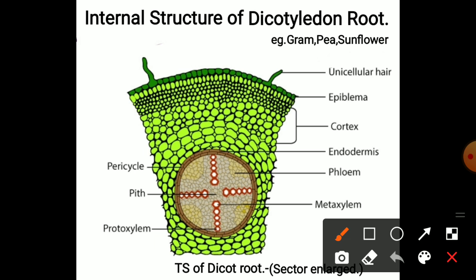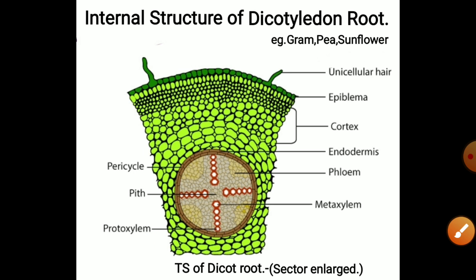Just like the bundles or patches of the xylem, phloem is also present in patches. This is one phloem bundle or patch. This is the second phloem bundle, third phloem bundle, fourth phloem bundle. So phloem is also present in the form of patches.